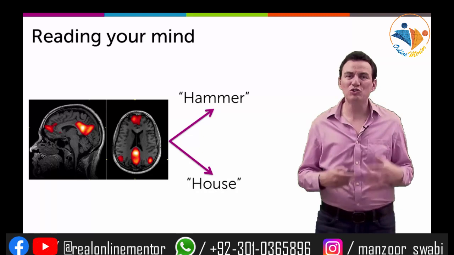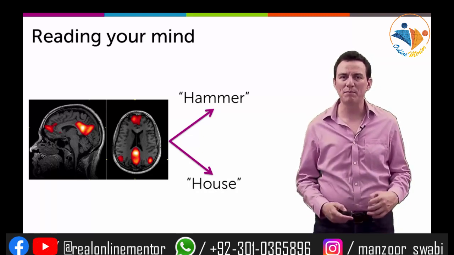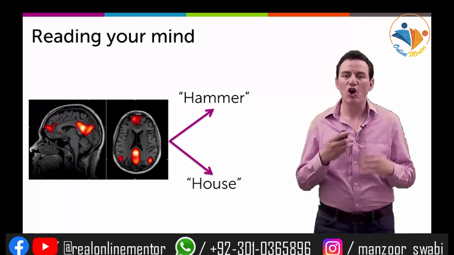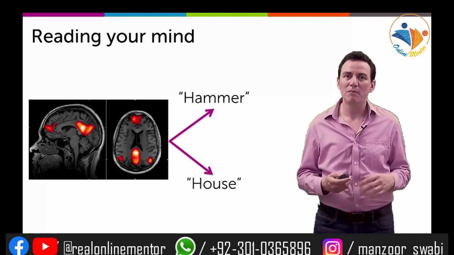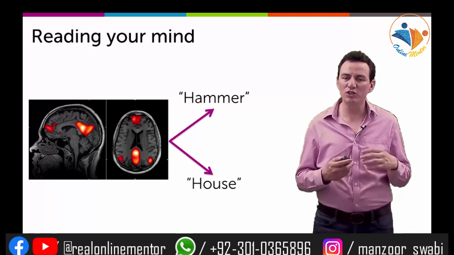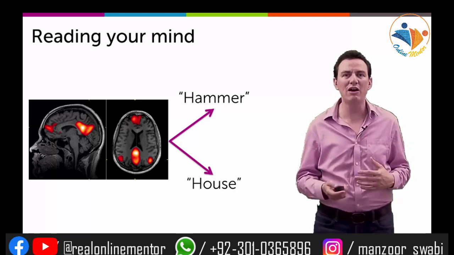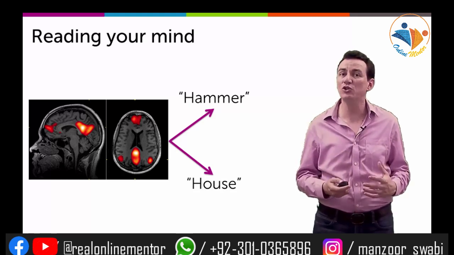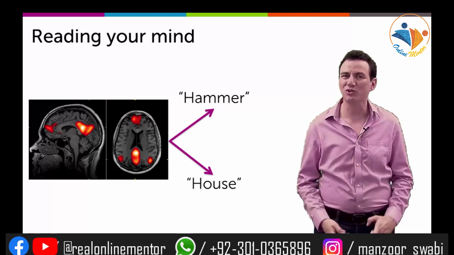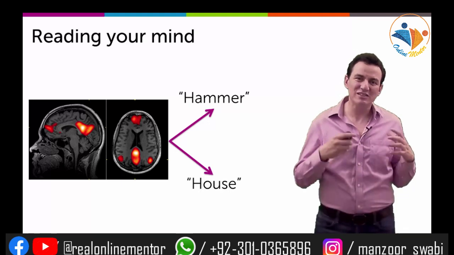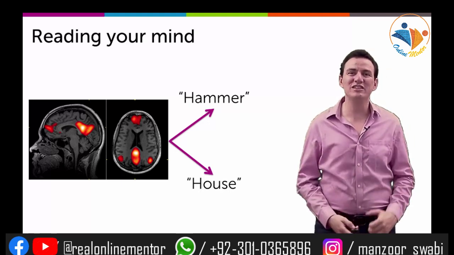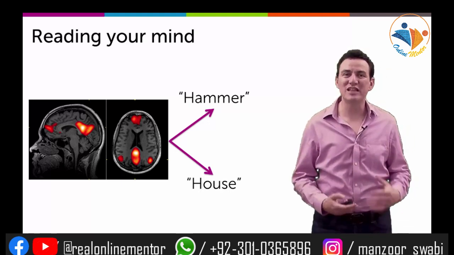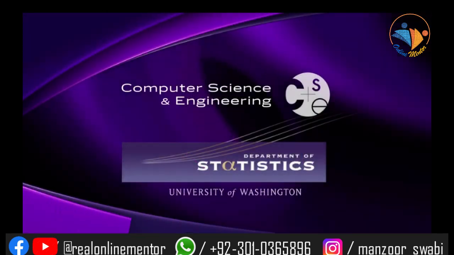But in fact, he went on to do many really interesting things. For example, if you're looking at a picture of a hammer or a house, but you trained the classifier only on you reading the words hammer and house, he was still able to read your mind and figure out what picture you're looking at. So this is yet another frontier of classification, to understand how the brain works.